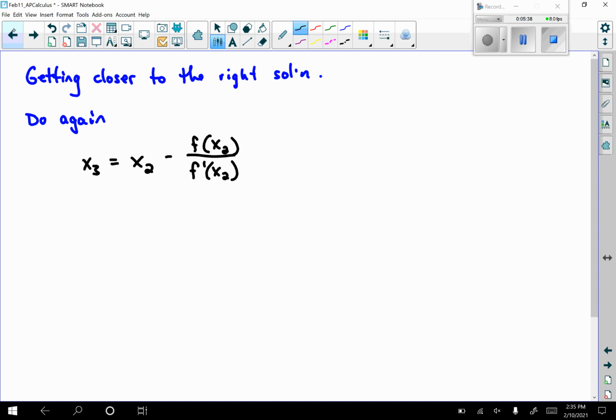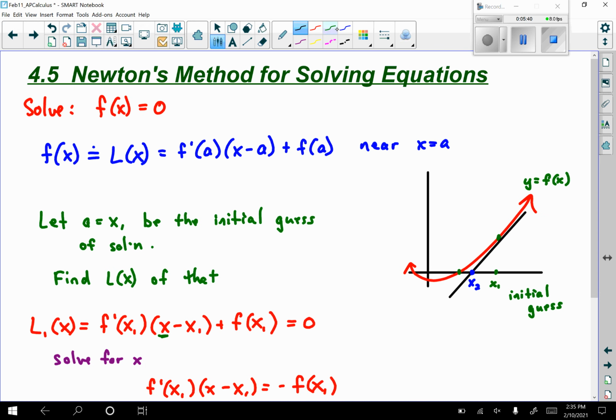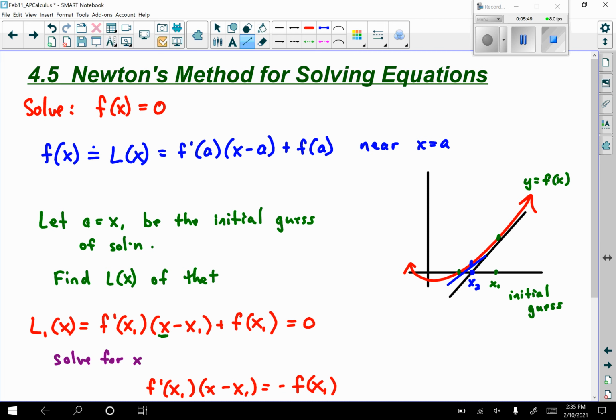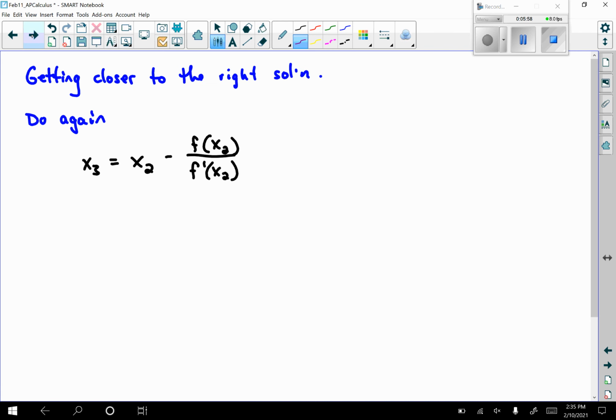So let's go back to our graph. Now, if I go up to my curve right here, and I draw in another tangent line, and I want to see where that is going to cross. Now this is my x3, so it's moving us closer and closer. And we can continue this process, so now we would say x sub 4 is going to equal x sub 3 minus f of x sub 3 over f prime of x sub 3.